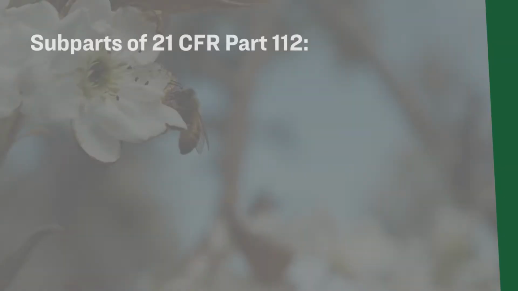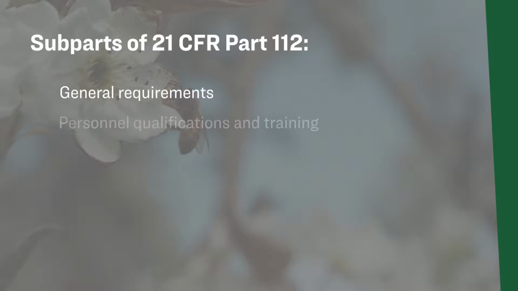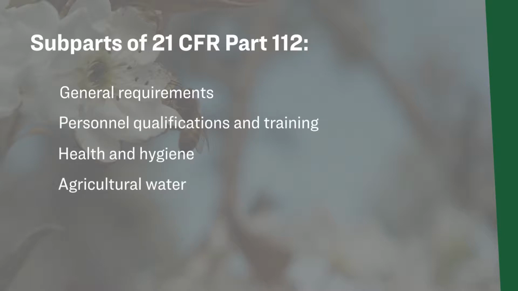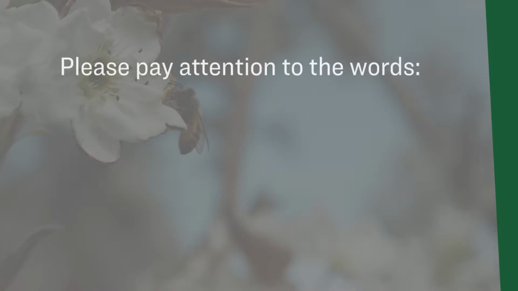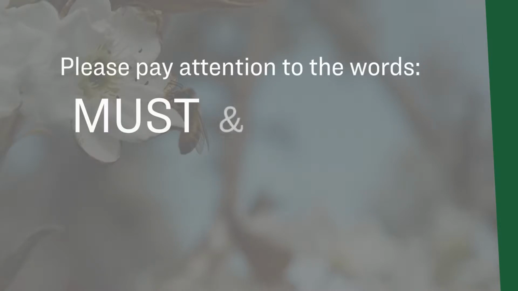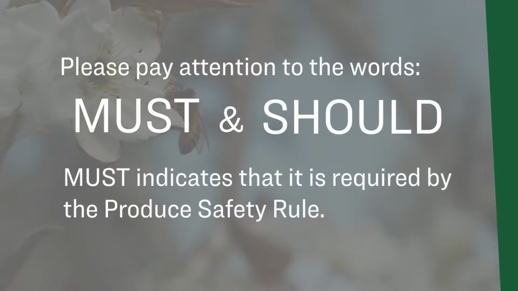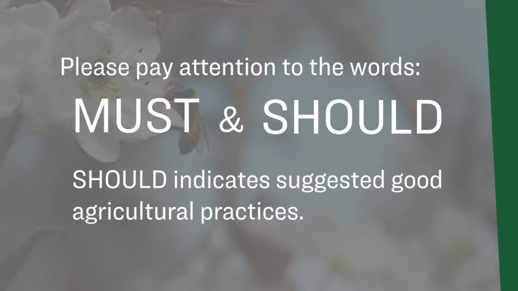Within 21 Code of Federal Regulations Part 112 are subparts that include general requirements, personnel qualifications and training, health and hygiene, agricultural water, and more. Pay attention to the words must and should. Must indicates that it is required by the Produce Safety Rule. Should indicates suggested good agricultural practices.